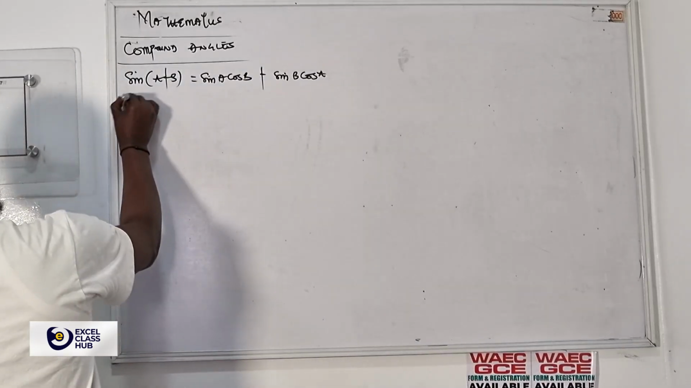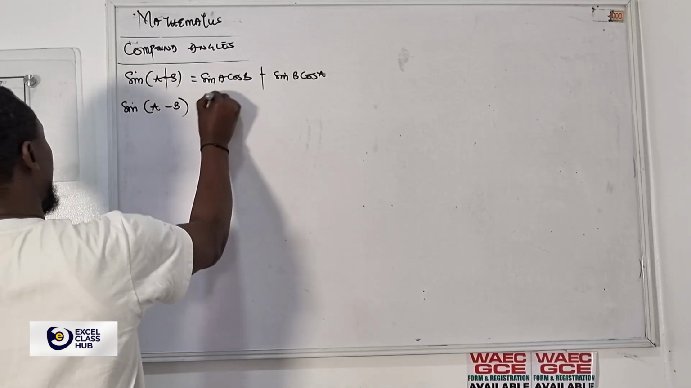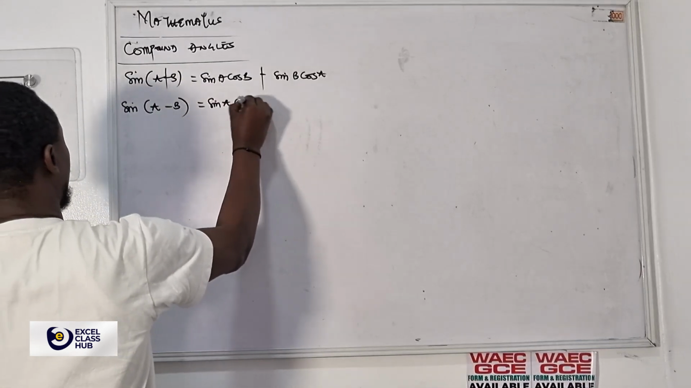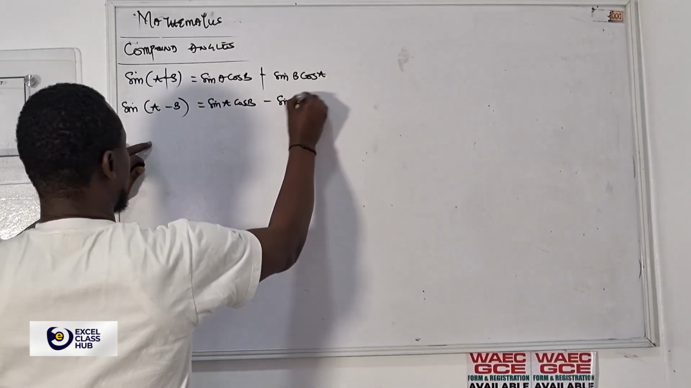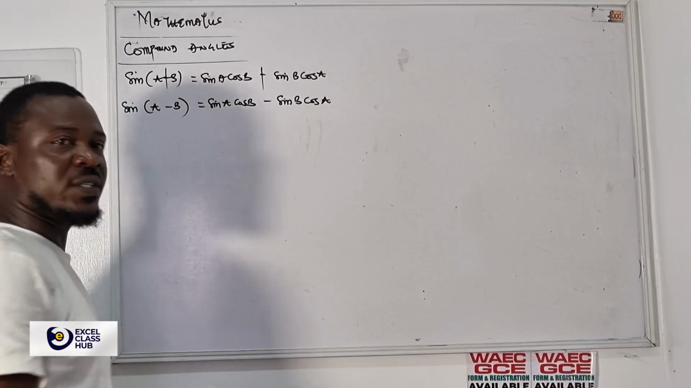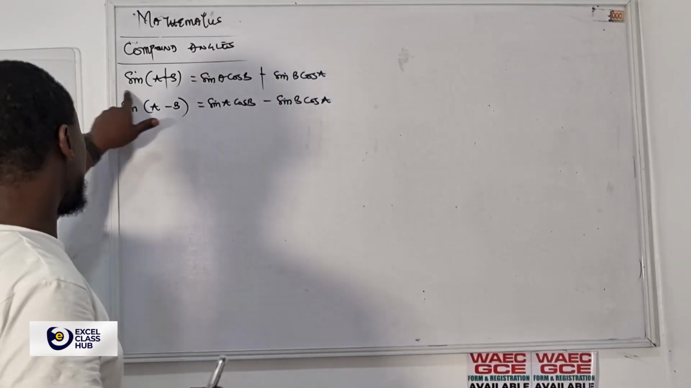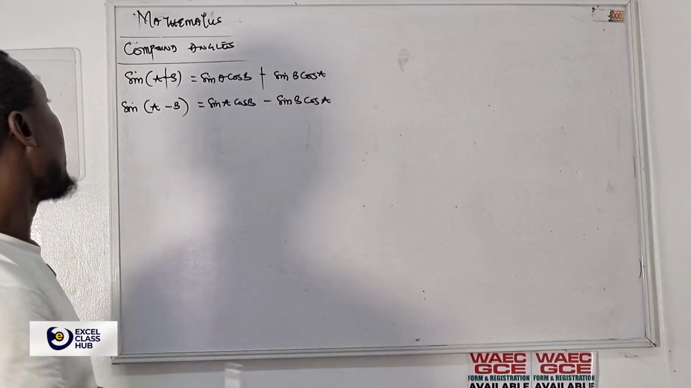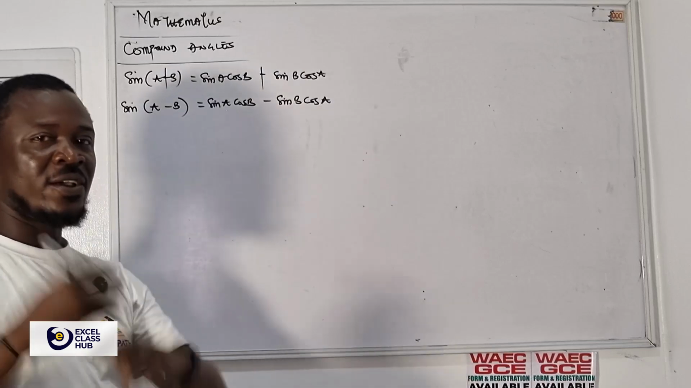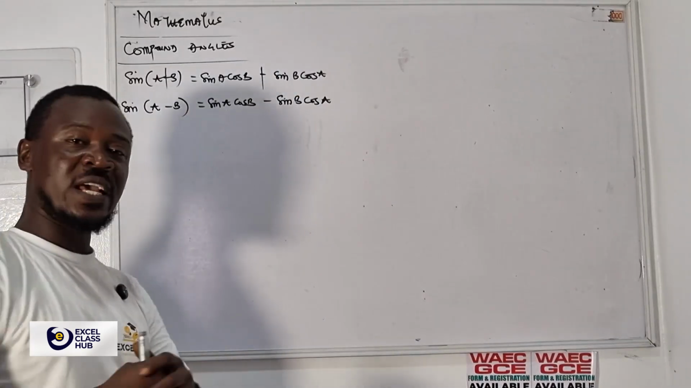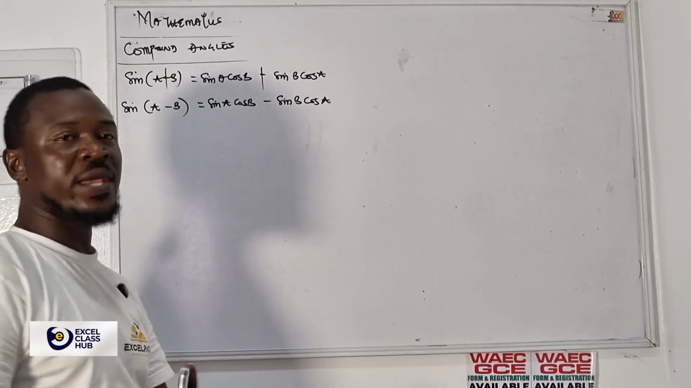Second one, if you have sine A minus B, sine A minus B will give me sine A cos B, you see now I have minus sine B cos A, which is the expansion for sine A minus B. You can see the expansion for sine A plus B gives you sine A cos B plus sine B cos A. The expansion for sine A minus B gives you sine A cos B minus sine B cos A.